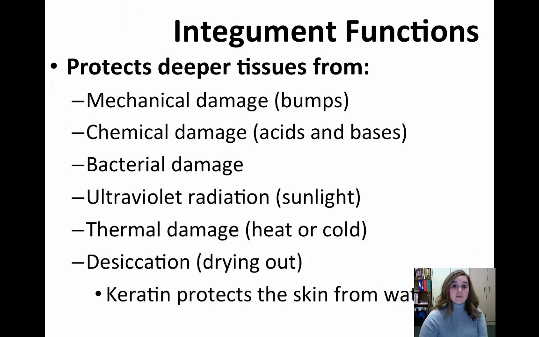So what does it do? It protects deeper tissues from mechanical damage, so bumps and bruises, and as you know, if you hit something too hard, you end up bruising, so we'll see that indication on your skin. Chemical damage, bacterial damage, sunlight, thermal damage, so heat or cold, and desiccation, drying out. In humans, we use keratin to protect the skin from water loss.